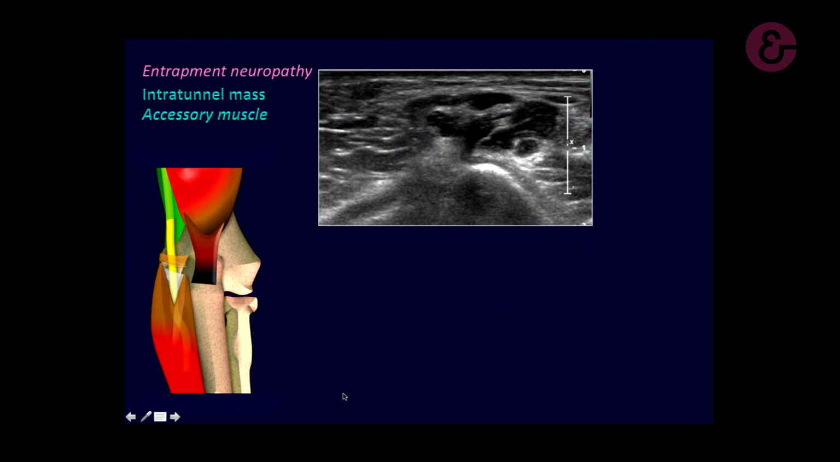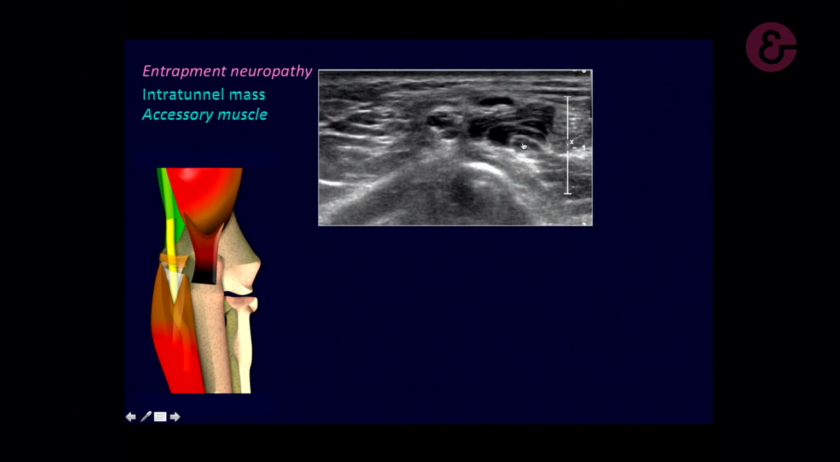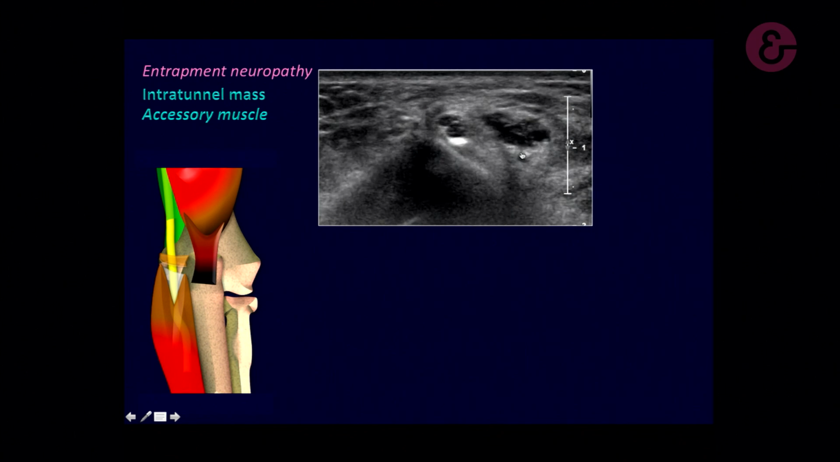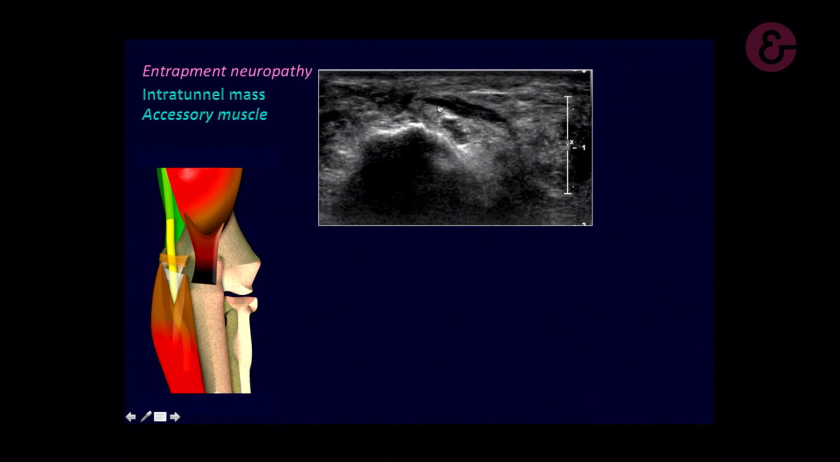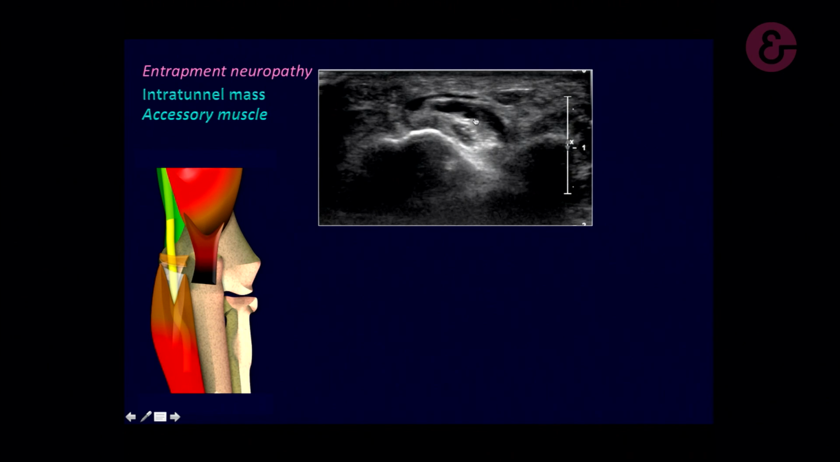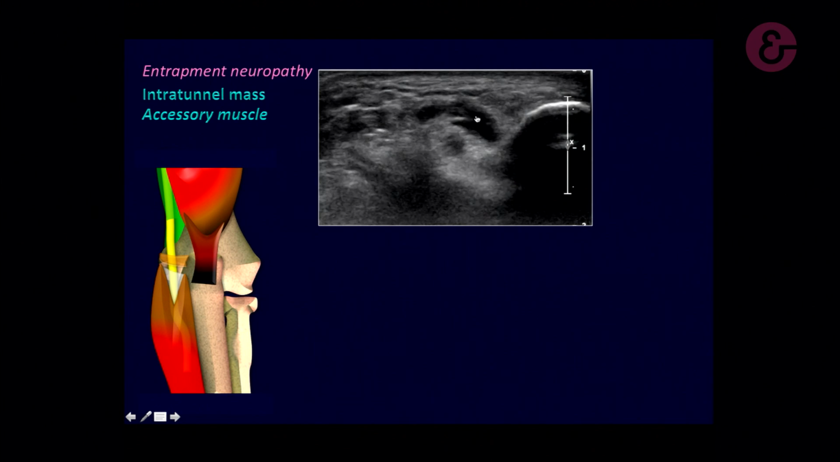Accessory muscle located inside the tunnel. Typical example, anconeus epitrochlearis. You have here the nerve. I move a little bit from proximal to distal, and I can see a muscle located inside the tunnel, this one. The nerve, the bone, olecranon, and the muscle.